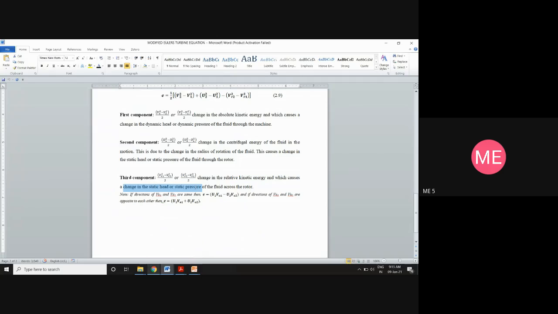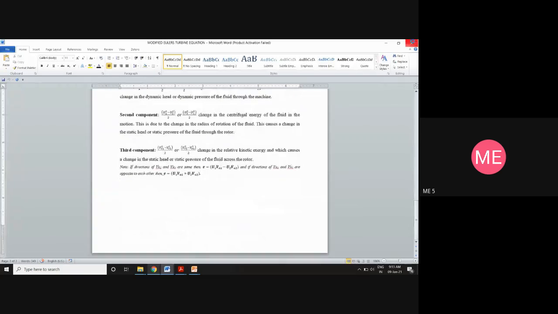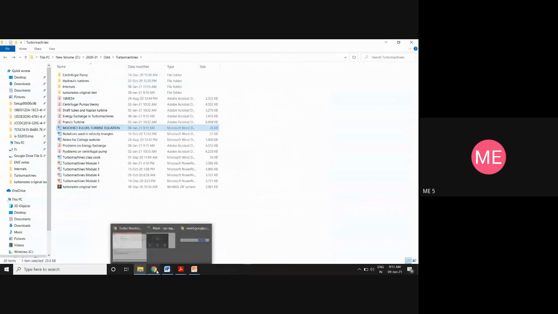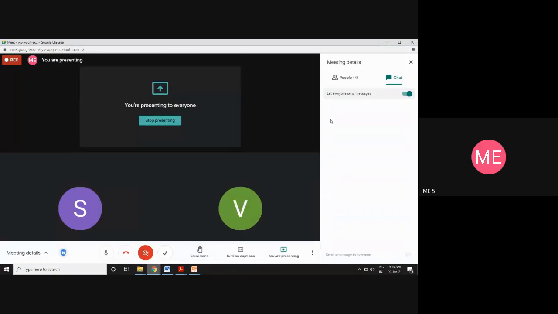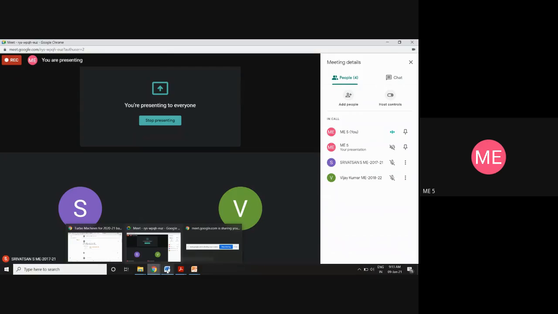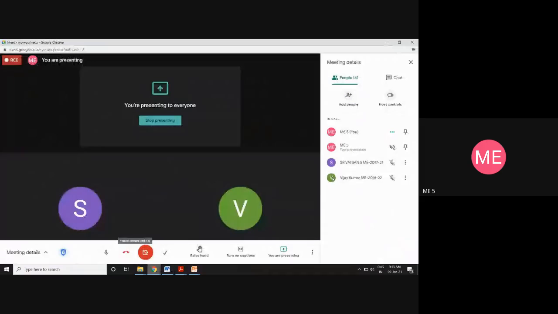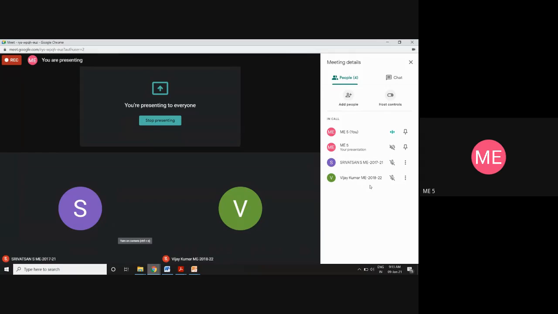Is it clear? Okay, I hope that you can follow this modified Euler's turbine equation from the Google Classroom. You practice that plenty. You practice 100 times. It will help you a lot. That modified Euler's turbine equation is very, very important from the exam point of view. Are you getting? Srivatsan, Vijay, are you getting? Yes, sir. So I shared the notes of Euler's turbine equation, modified Euler's turbine equation, and the entire notes of the second module in the Google Classroom. Please go through and then prepare well.